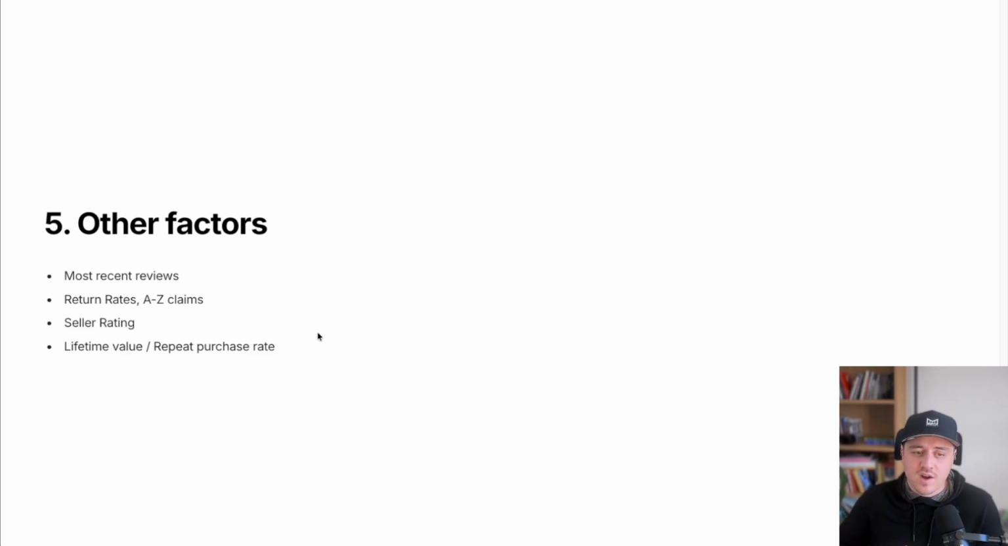Second is return rates and A to Z claims. So if your return rate's really high relative to the competition, or you're getting a lot of claims about your product, expired for example is a big one, that'll hurt your ranking. Amazon doesn't want to show products that have high return rates. That's not a good customer experience for the Amazon customer. Your seller rating.